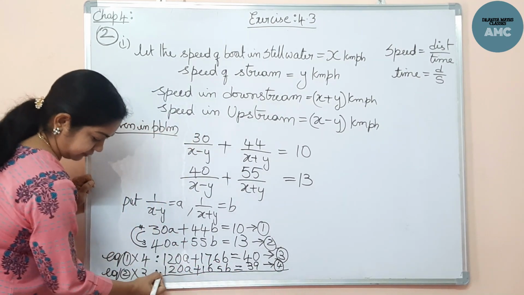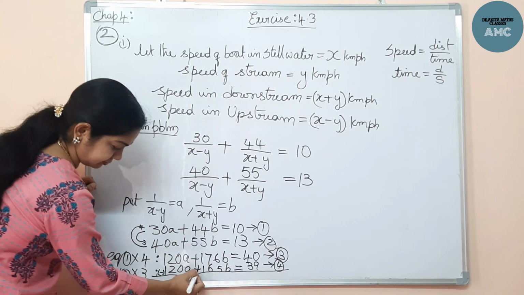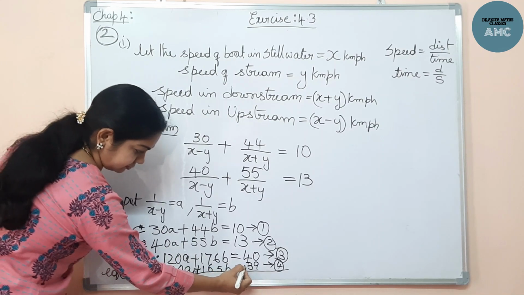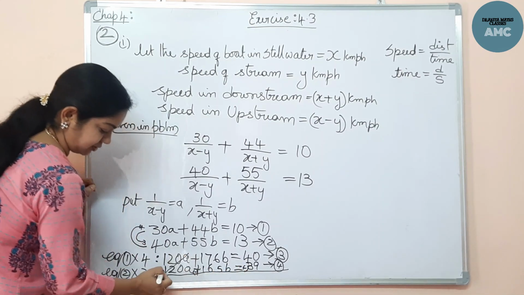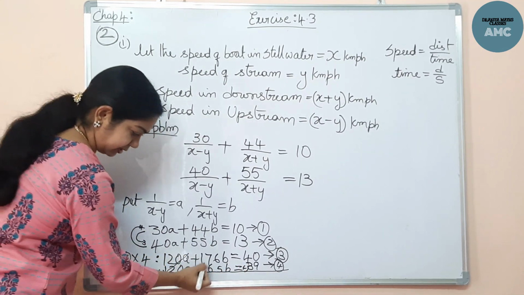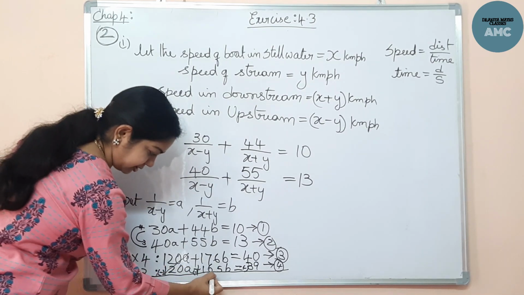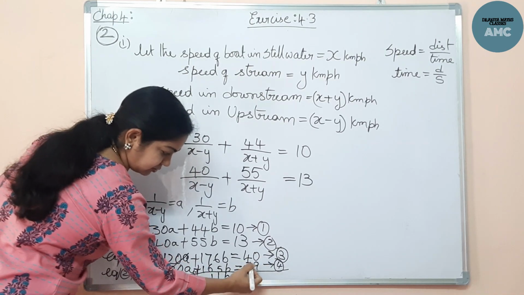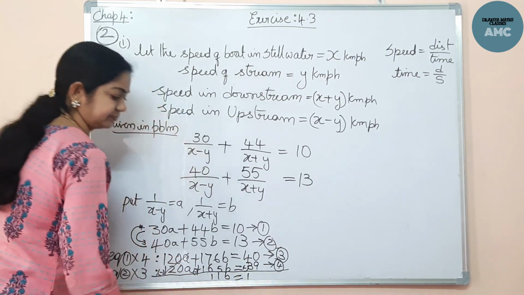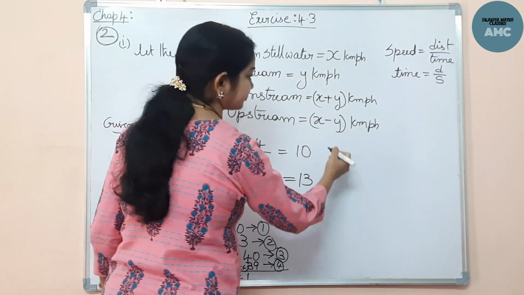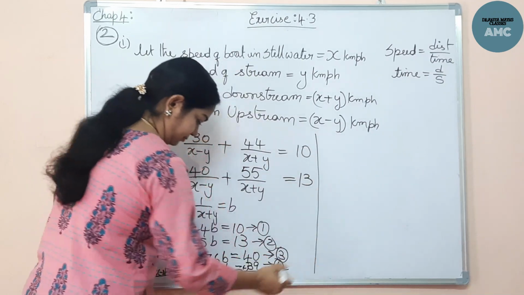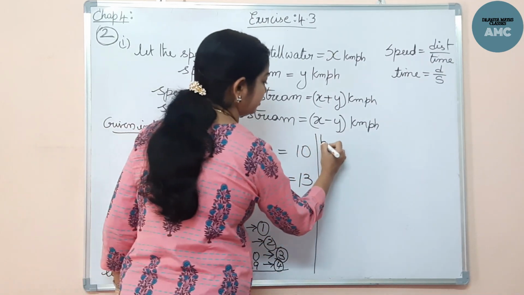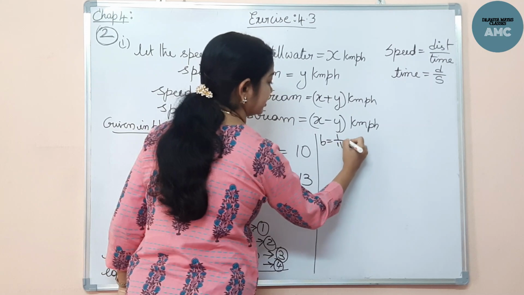Now here we will be changing the signs. This cuts off, minus and plus. Here 176 minus 165, that comes to 11b. Here just 40 minus 39, 1. So here I'll write the b value equal to 1 by 11.